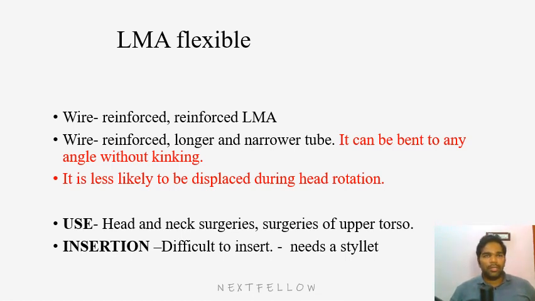So far we have seen three LMAs: LMA Classic, LMA Unique, and LMA Flexible. All these three LMAs may look alike, but LMA Classic you have to differentiate by the color. LMA Unique is made up of PVC, you can see and identify. For LMA Flexible, we have to see the armored tube, and the shaft will be bent. So this is the difference.